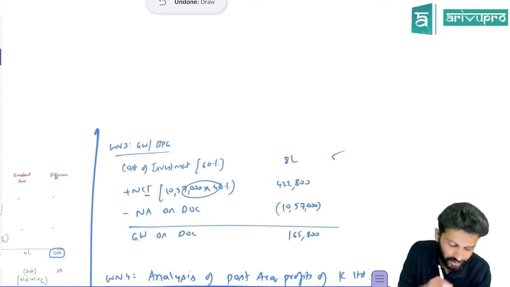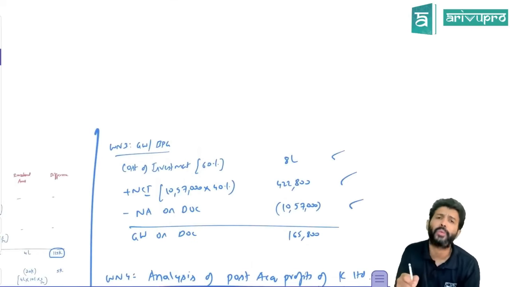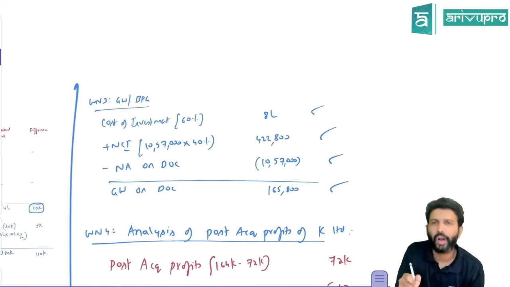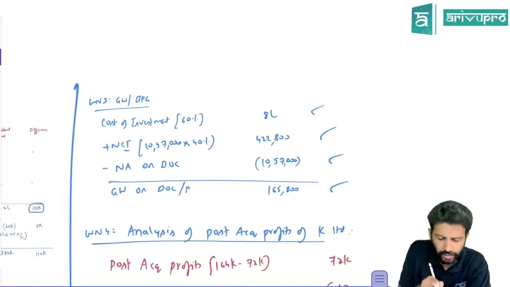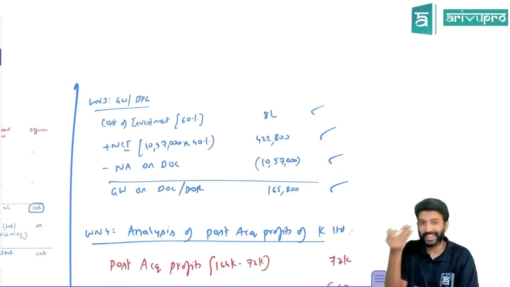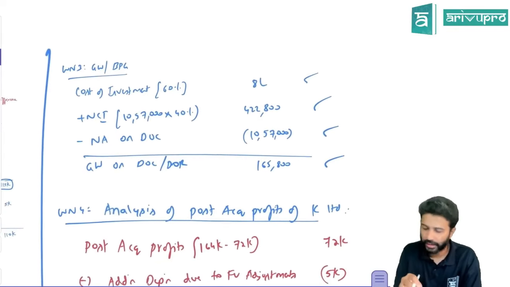Of that, 40% is NCI ka share, which will be 4,22,800. Then deduct net assets on the date of control, which is 10,57,000. So you'll get the goodwill on the date of control. That's the value. Okay. There is no impairment loss. So the goodwill on the date of control and the goodwill on the date of reporting, meaning at the end of the year, goodwill values will be same because no impairment loss data given for goodwill.